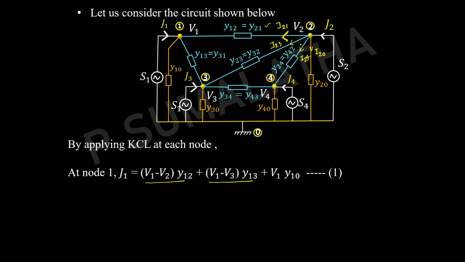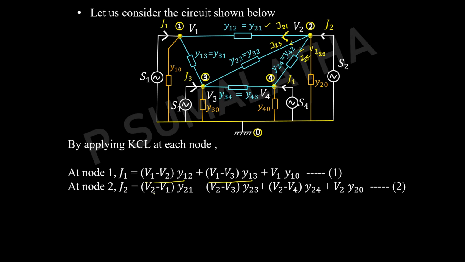So at node 2, the second node, J2 is equal to (V2 minus V1) into Y21, (V2 minus V3) into Y23, (V2 minus V4) into Y24 and V2 into Y20. Now let us see the third node.